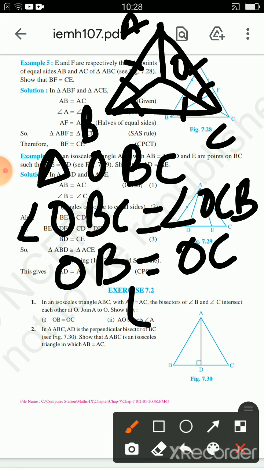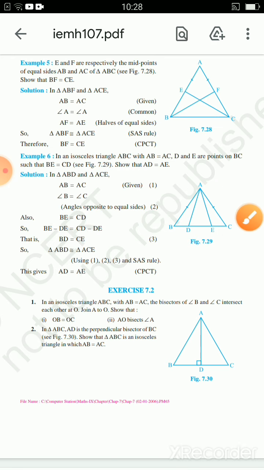Now you have to show that AO bisects angle A.